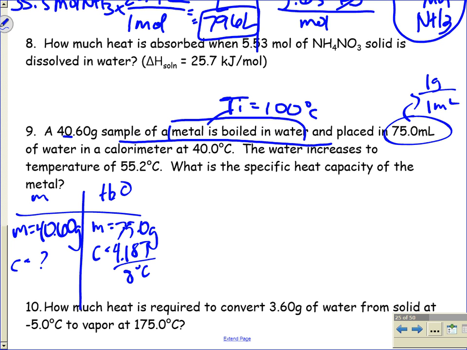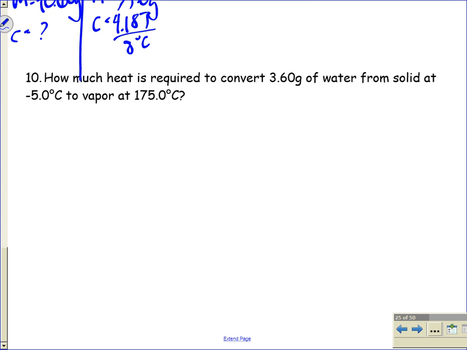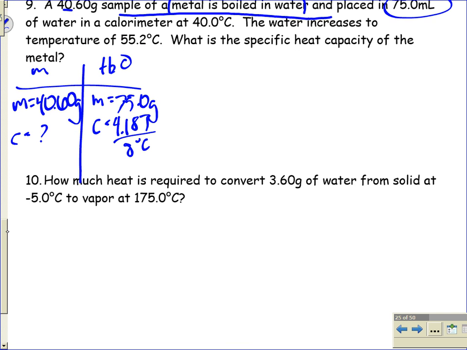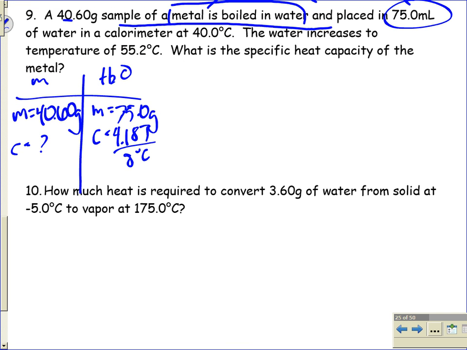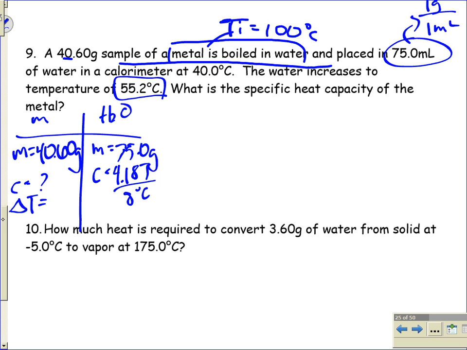What's my delta T for my metal? How are you doing the math? Okay, so temperature final minus temperature initial. What's my final temperature of both things? Okay, so that's my final for both. What's my initial temperature for the metal? Now I'm talking about metal first. Right. Because the metal is initially boiled in this separate pot of water, the initial temperature of metal is 100.